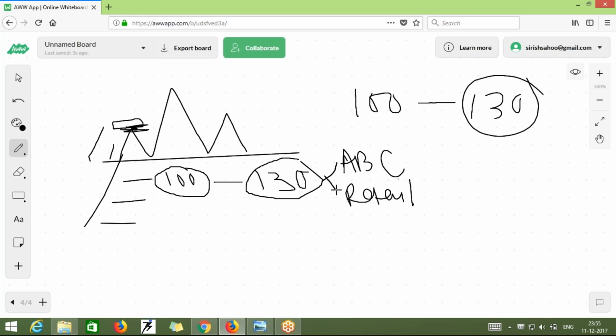So ABC decides it's the right time to sell a few shares, after he has made almost, you can say, a 30% gain approximately. So he decided to sell a few of the shares. The time frame from this level to this level could hardly be 2 weeks. In 2 weeks a 30% gain is not a bad deal. So ABC decided to sell.